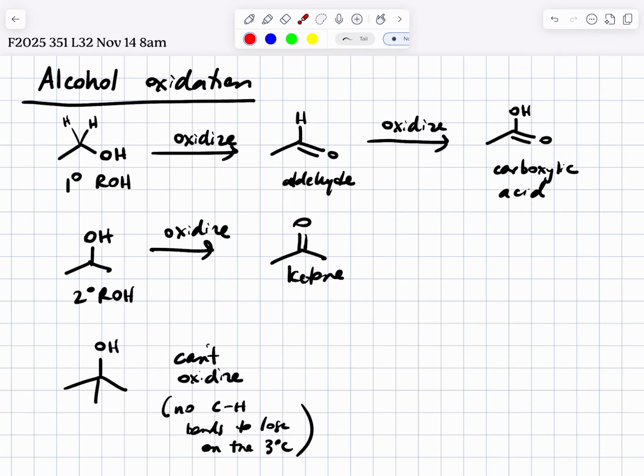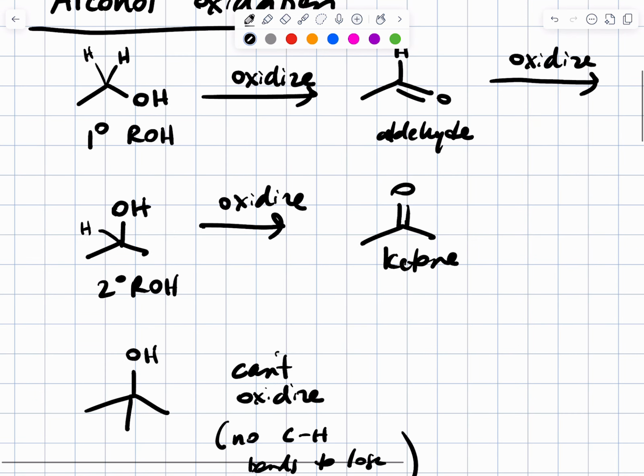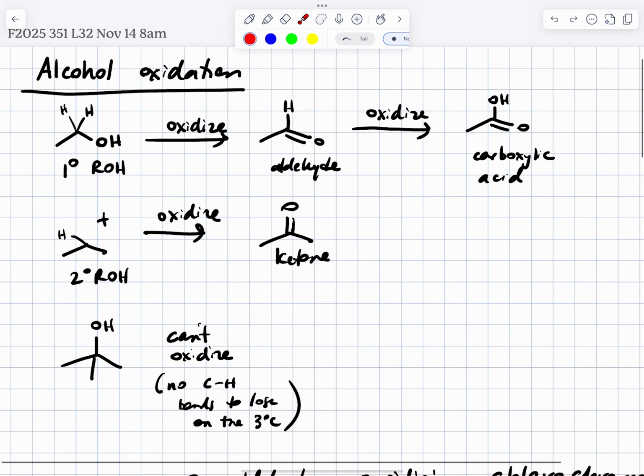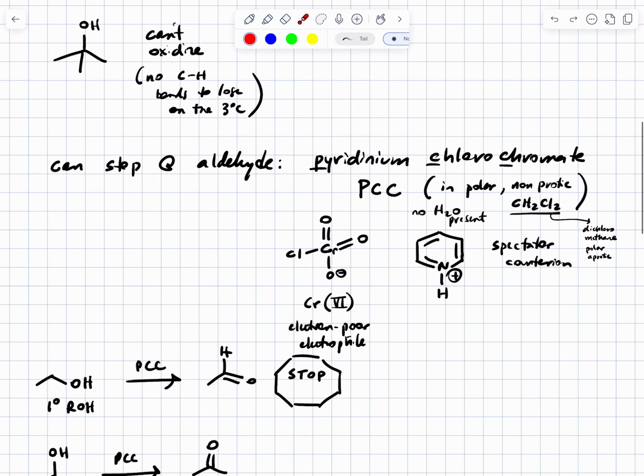The secondary alcohol only has one CH bond on the carbon that's bonded to the alcohol, and so it can only be oxidized to the ketone, and there you stop. There's no further oxidation that can occur there, at least not with the reagents that we're talking about here. And then, of course, the tertiary alcohol can't be oxidized at all because there are no CH bonds on that tertiary carbon. So we talked about a reagent, PCC, pyridinium chlorochromate, and this is useful for oxidation reactions.